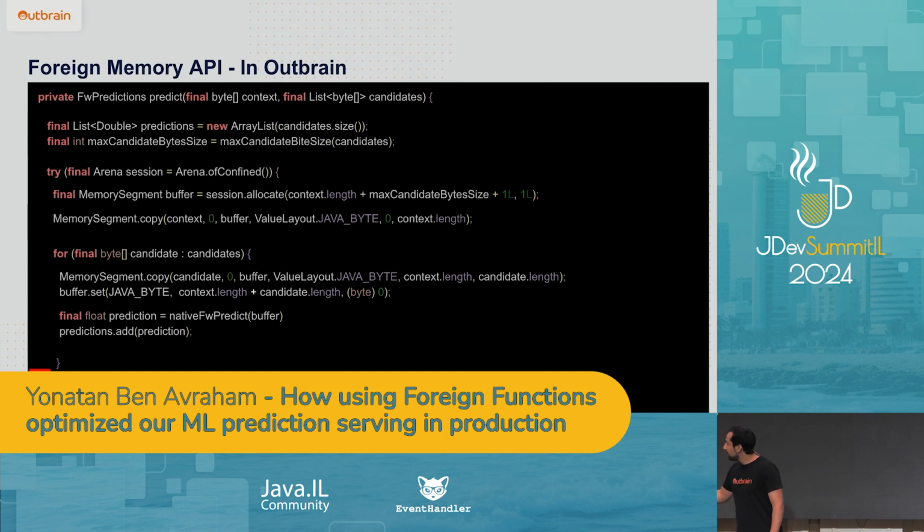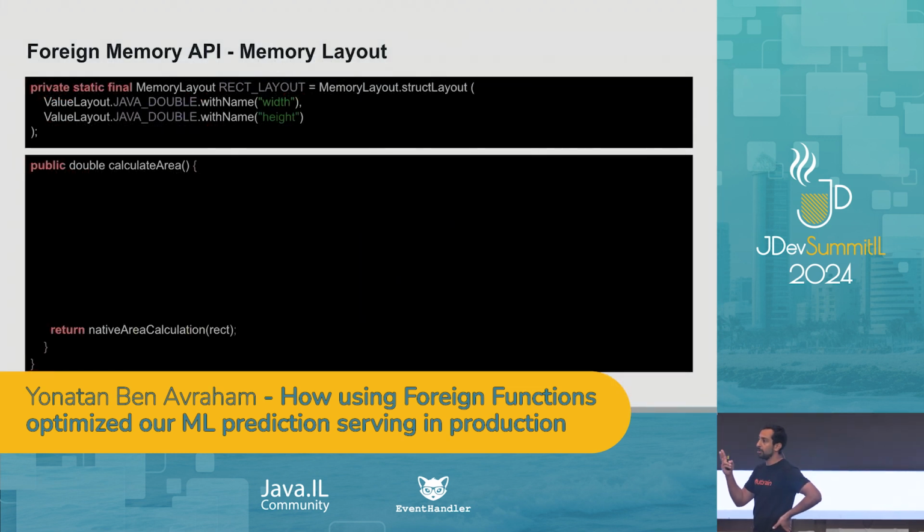And now, before we go to how this native fwPredict works, I want us to solve the second problem that I mentioned, the difference between structs and classes. So we, in Outbrain, didn't really need to solve this problem because byte array looks the same in C and Java. But I created here a dummy example because there is a solution in the Foreign Memory API, and it's a very nice one. And the solution is memory layout.